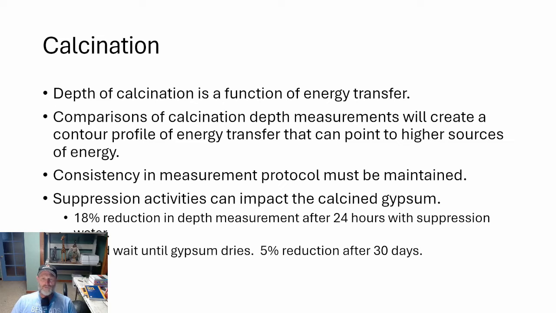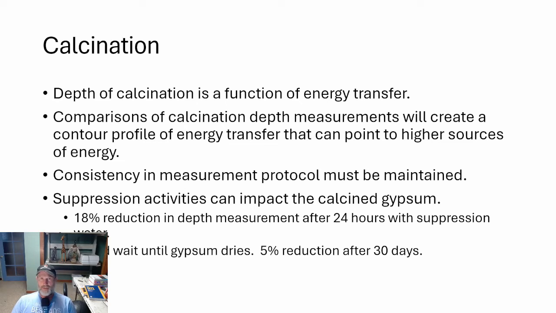Probably the most important feature is that suppression activities can impact calcined gypsum. Hughes Jensen did perform a study on this. They recorded an 18% reduction in depth measurements after 24 hours from when the calcined gypsum had water applied to it. So what effectively had happened is water did penetrate into that calcined gypsum, and it changed its density, and consequently the depth measurements changed.